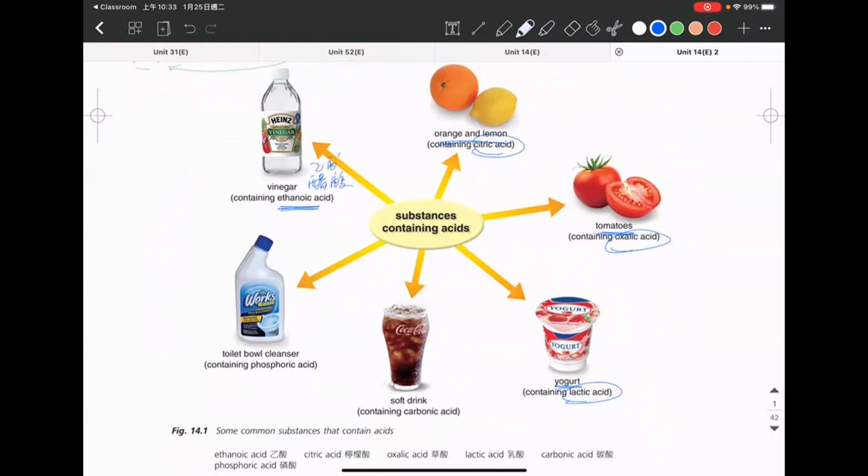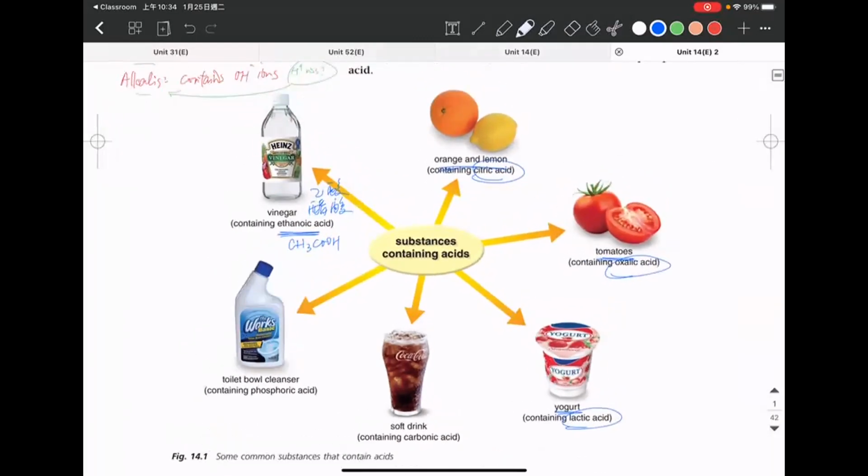Or you use the words 乙甲乙丙, okay? Which means we have 2 carbons in the acid. So they are quite naturally occurring. Collectively, we've got these 1, 2, 3, 4. Therefore, they are commonly found in our daily life, in fruits, in milk products, or in the fermentation of alcohol or sugar. So we collectively call them organic acids.